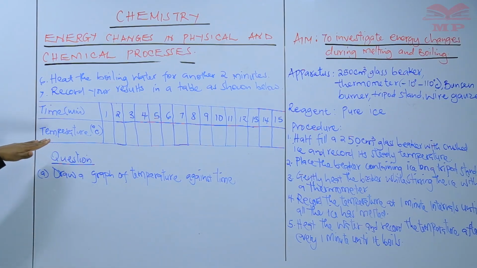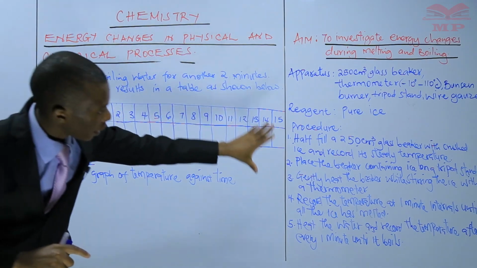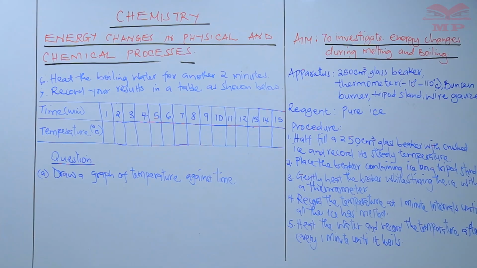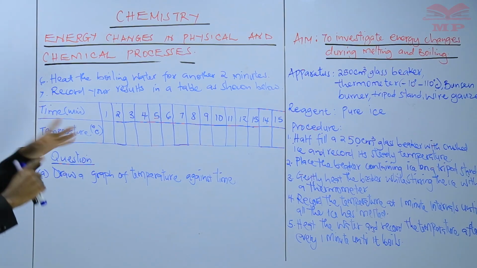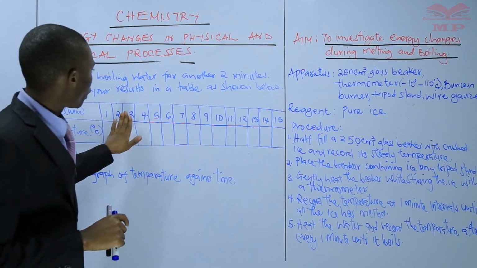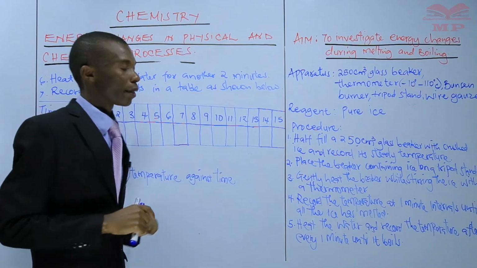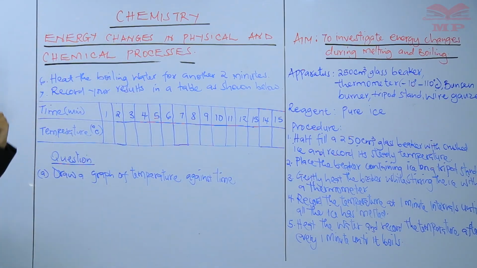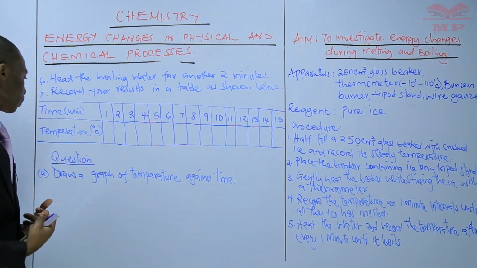This is the table in which you are now going to record your results after you've done the experiment. This table has time in minutes on one column and temperature, which is recorded in degrees Celsius. So time in minutes, you have 1, 2, 3 until the 15th minute. Now the temperatures, you don't have the temperatures because you're supposed to get the temperatures from the experiment.